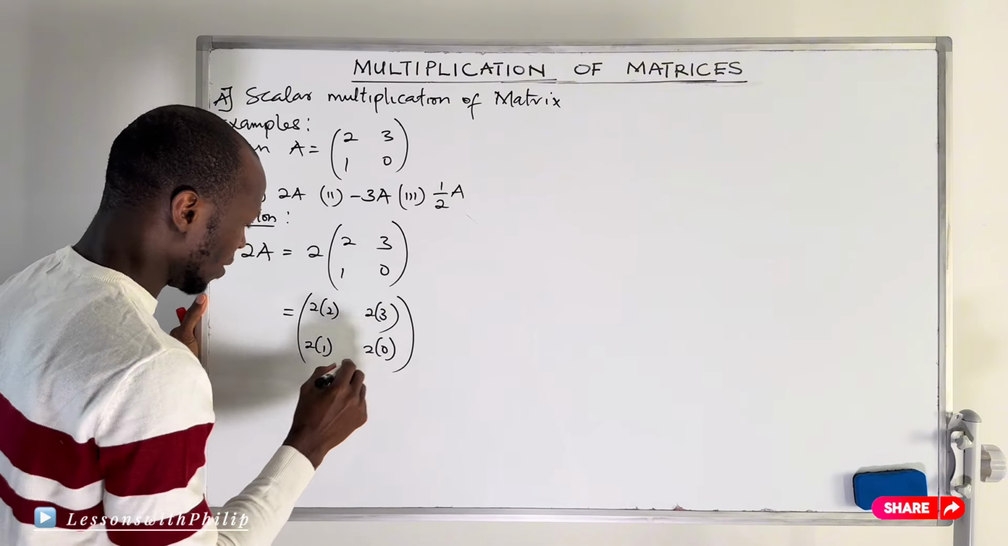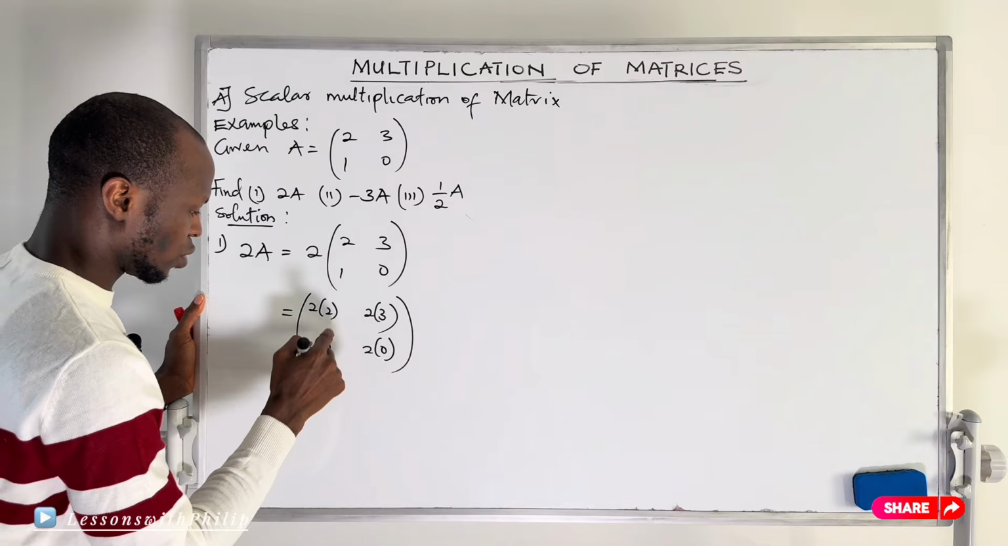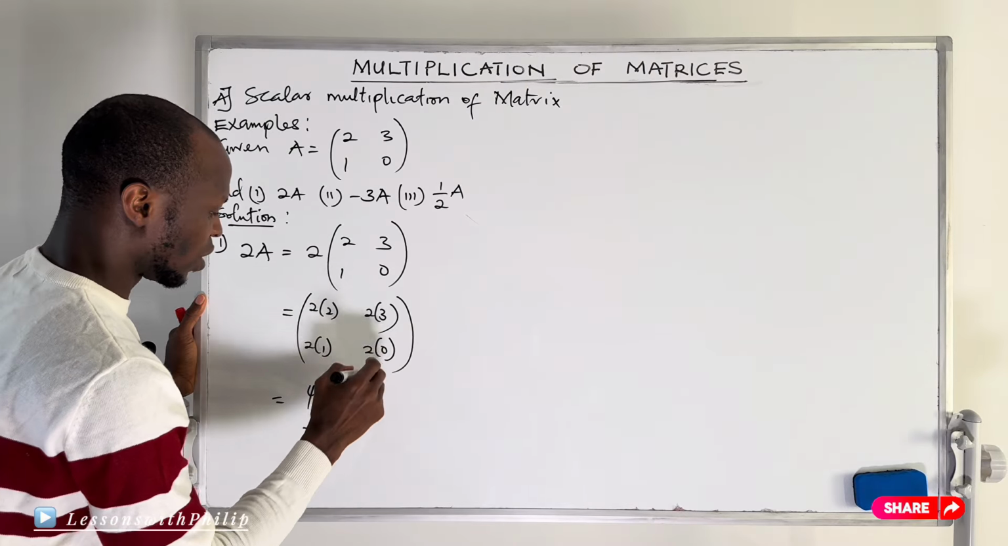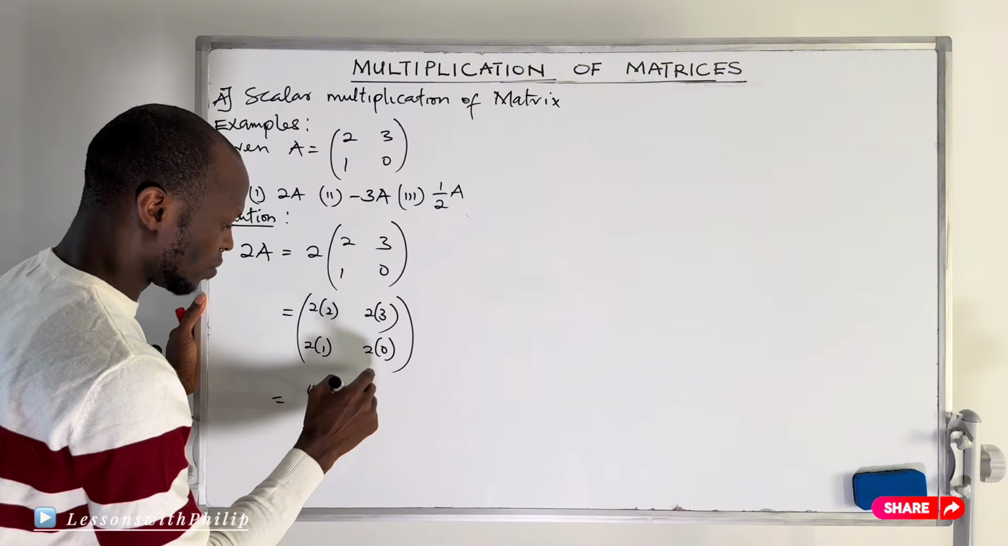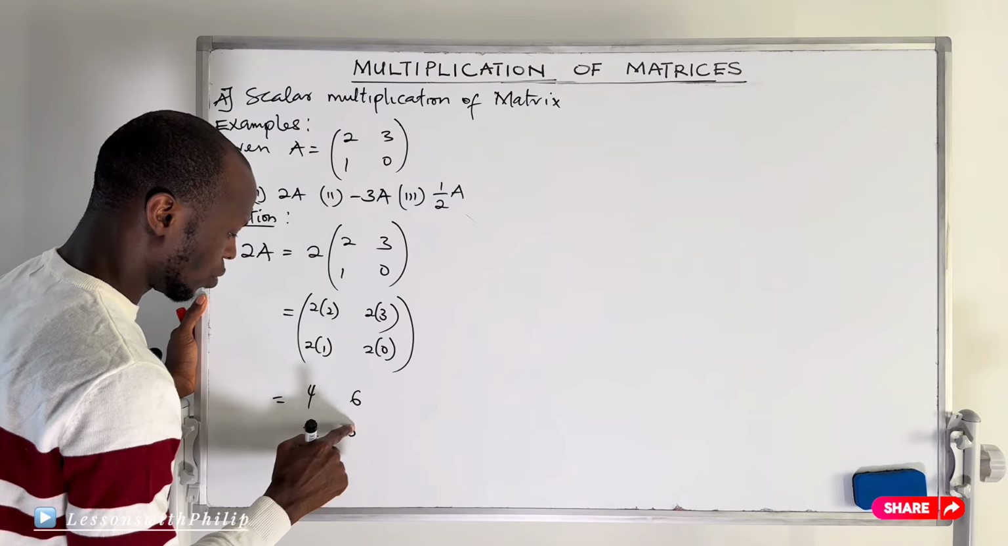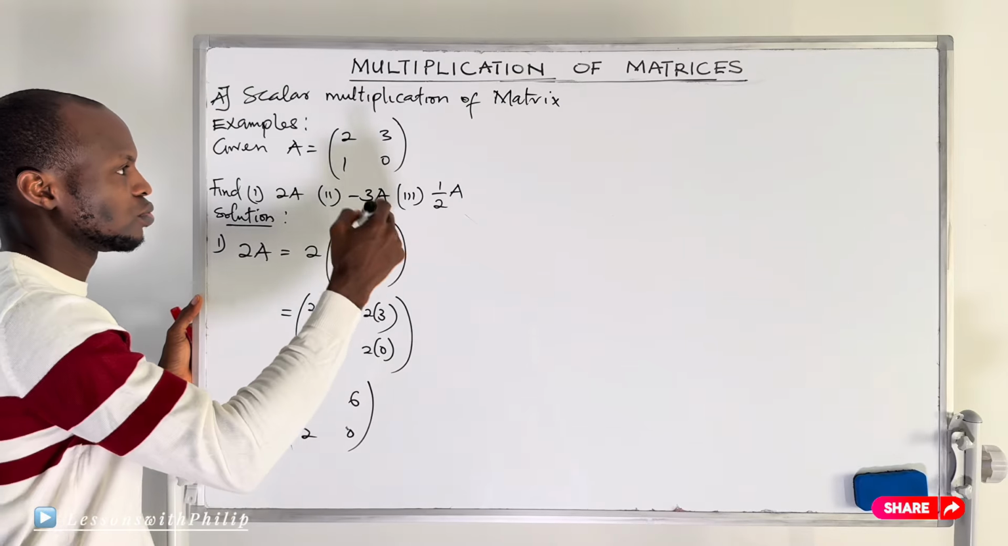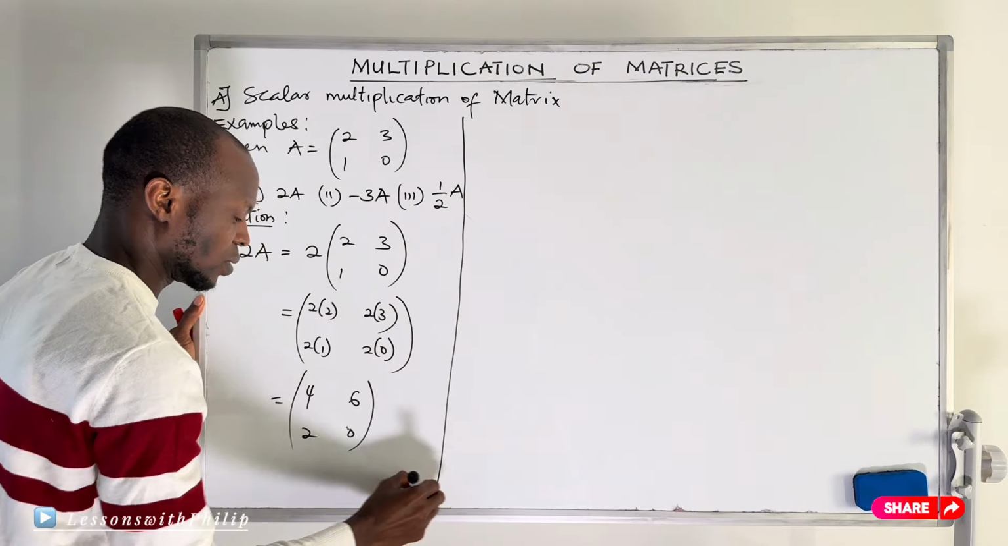Okay? And this will give us, 2 times 2 will give us 4, 2 times 1 will give us 2, 2 times 3 will give us 6, and 2 times 0 will give us 0. Okay? And that is how to multiply with a scalar. Let's do the other examples.